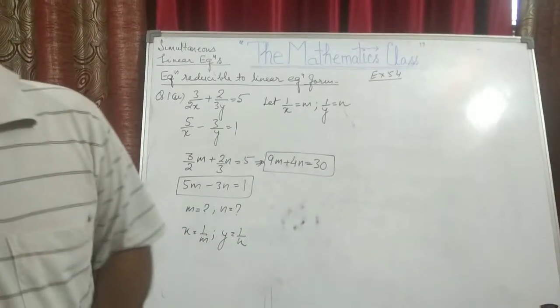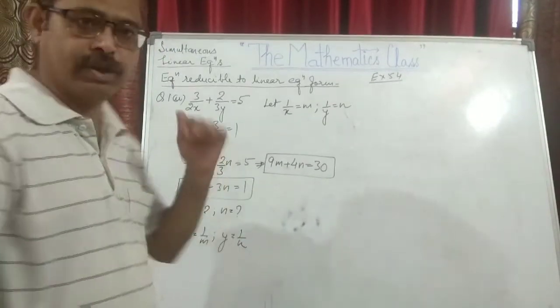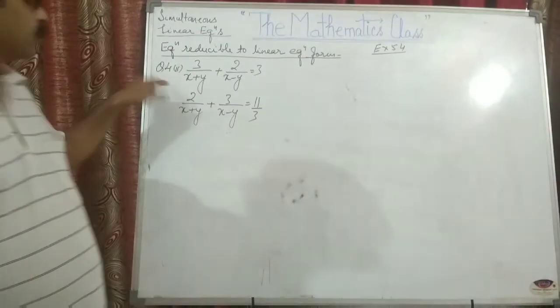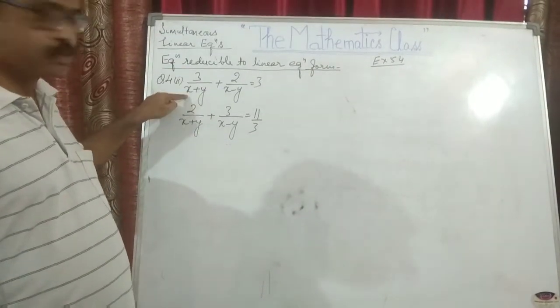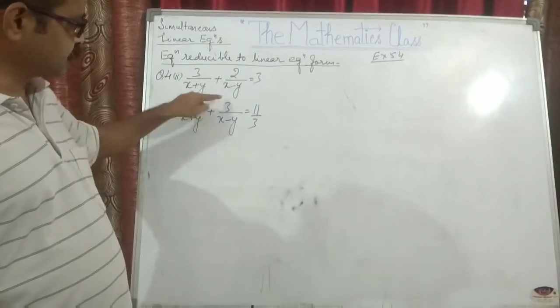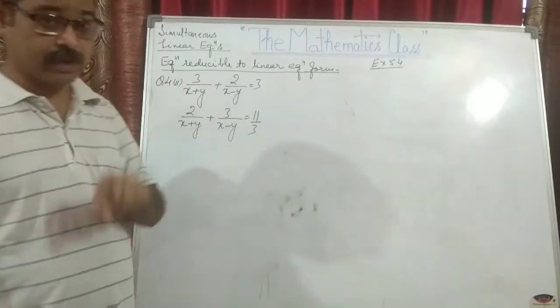Now let's take up a question. Question number 4, second part, we will be discussing, and I will be solving it completely for you. Now question number 4, second part, it is 3 upon x plus y plus 2 upon x minus y is equal to 3. 2 upon x plus y plus 3 upon x minus y is equal to 11 upon 3. You have to find out the values of x and y.